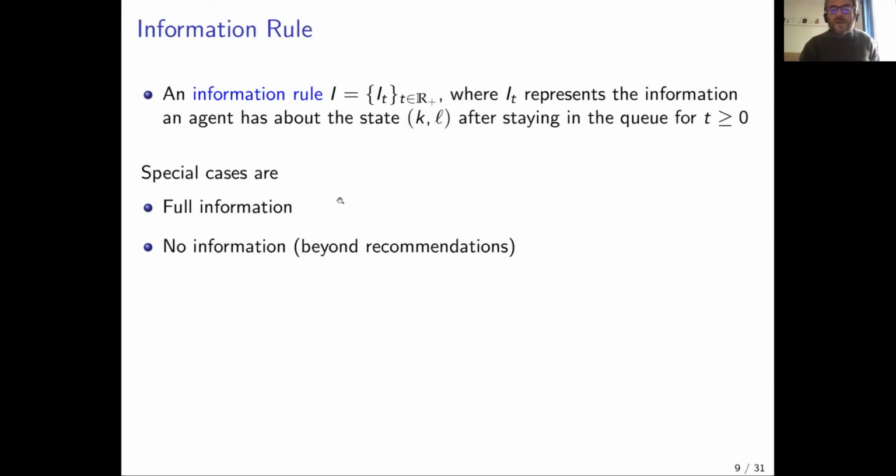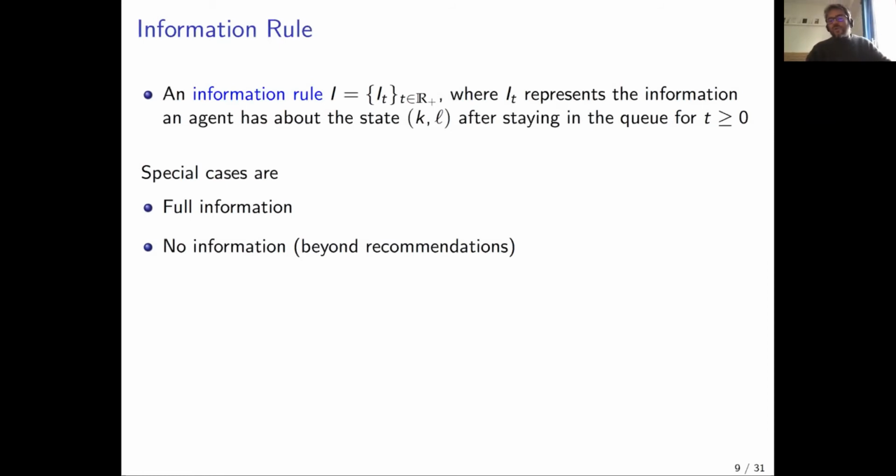Two specific cases are full information, which is often assumed in the literature. Full information is just that when you join the queue, you're told what the queue length is, and hence you know what your queue position is. And then as time passes, you still get perfectly informative signals, which are going to tell you exactly how the queue length evolves and how your position in the queue evolves. So this is the full information. You get exactly the true state. The information rule gives you exactly the true state.